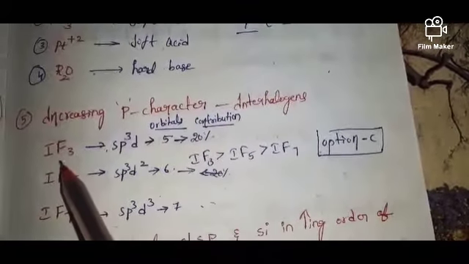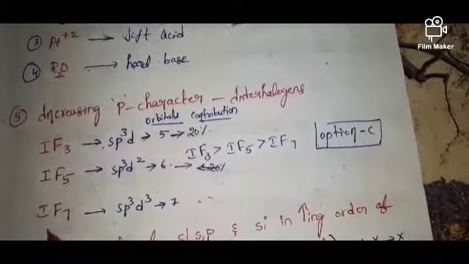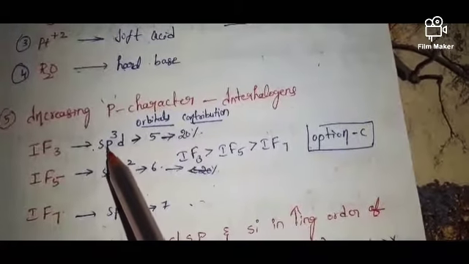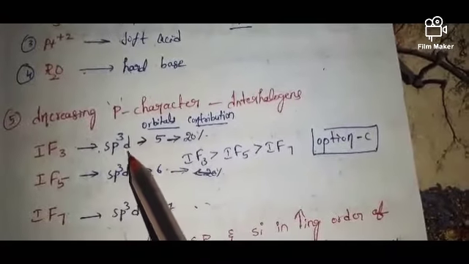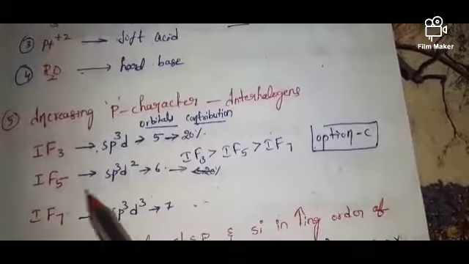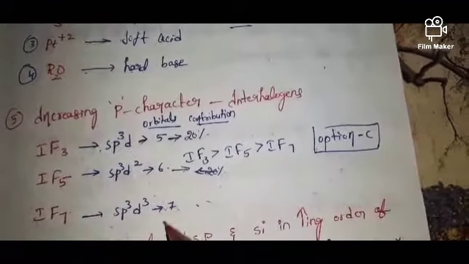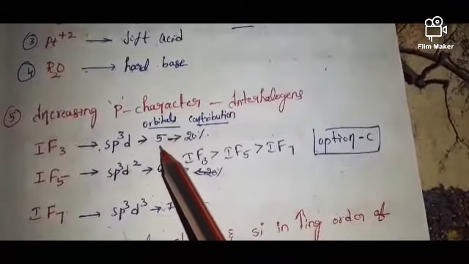If we find the hybridization of IF3, we will get sp3d. For this, sp3d2, and for this, sp3d3. Here we have to count the number of orbitals. So 1 plus 3 plus 1, that is 5 orbitals are present. Here 6 orbitals are present, and here 7 orbitals are present.